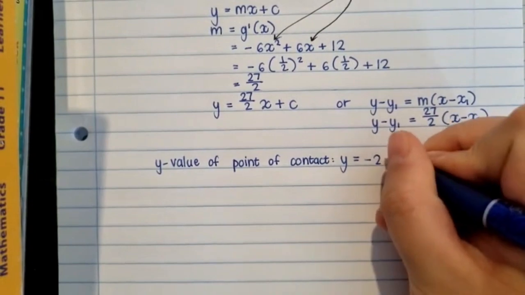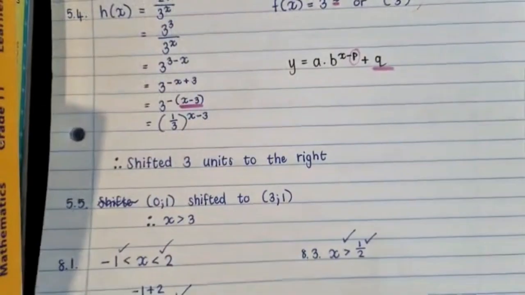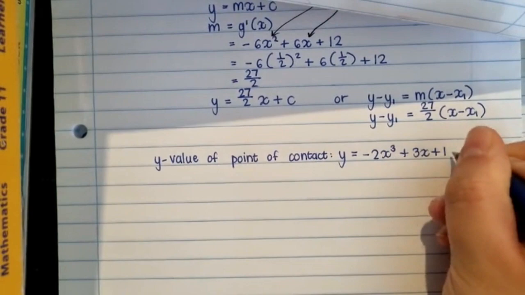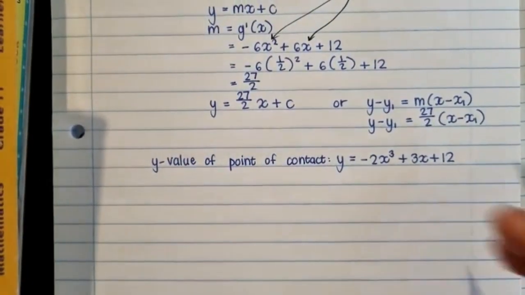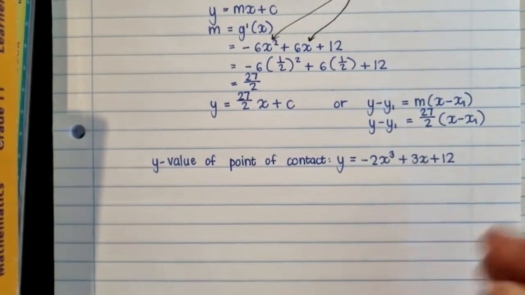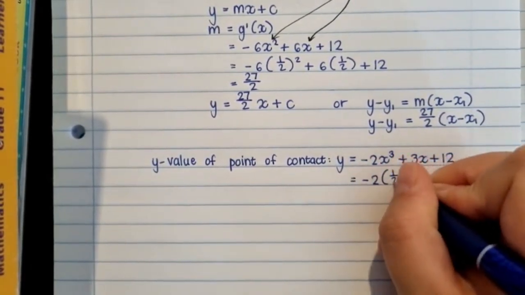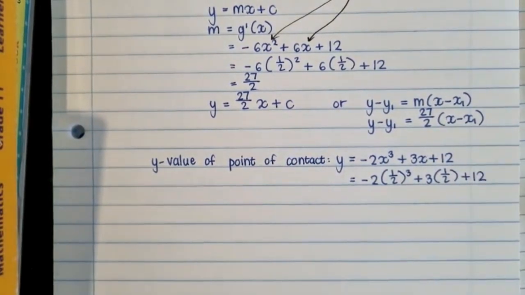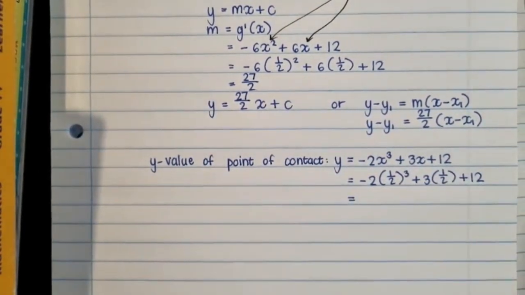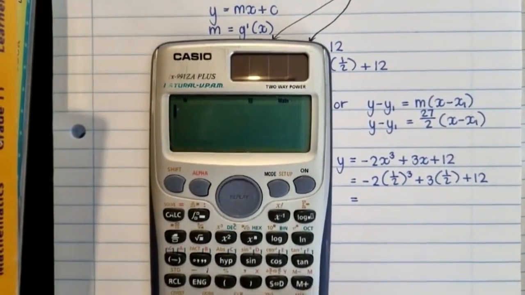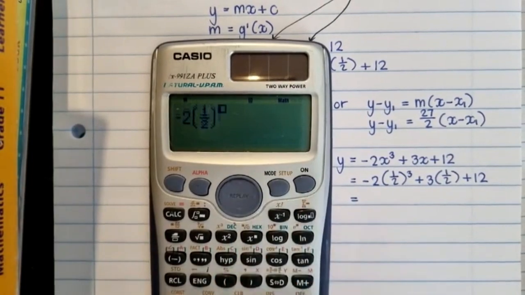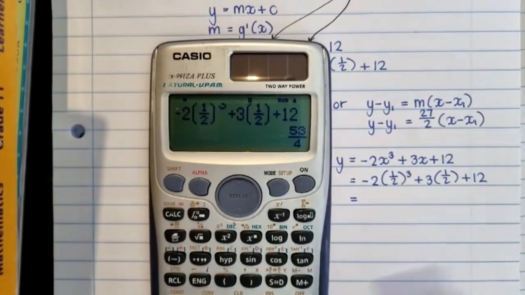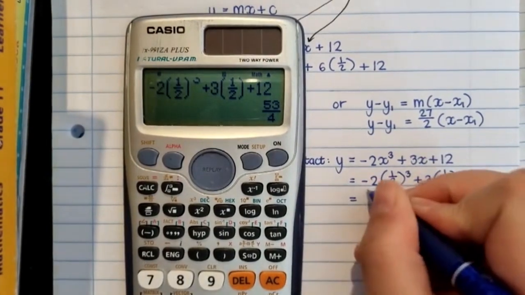So A was -2. So negative 2x cubed, I'm just writing the equation of the graph quickly, plus 3x plus 12. That's the equation of the actual function. So to get the y value of the point of contact, we have to sub in the x value of the point of contact. So we're going to do negative 2 times a half cubed plus 3 times a half plus 12, and that is 53 over 4.